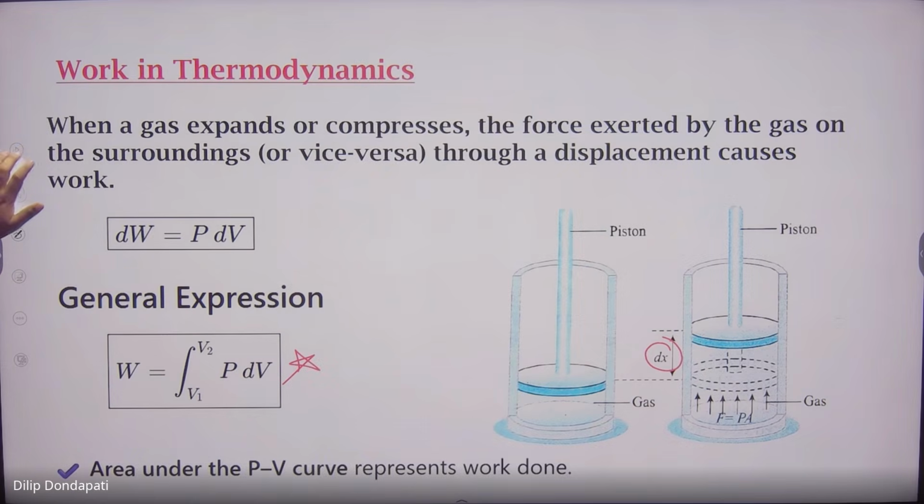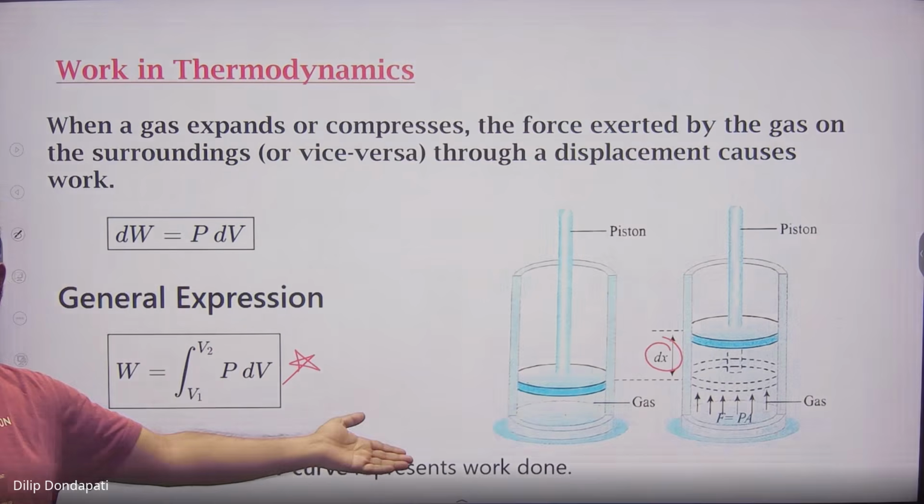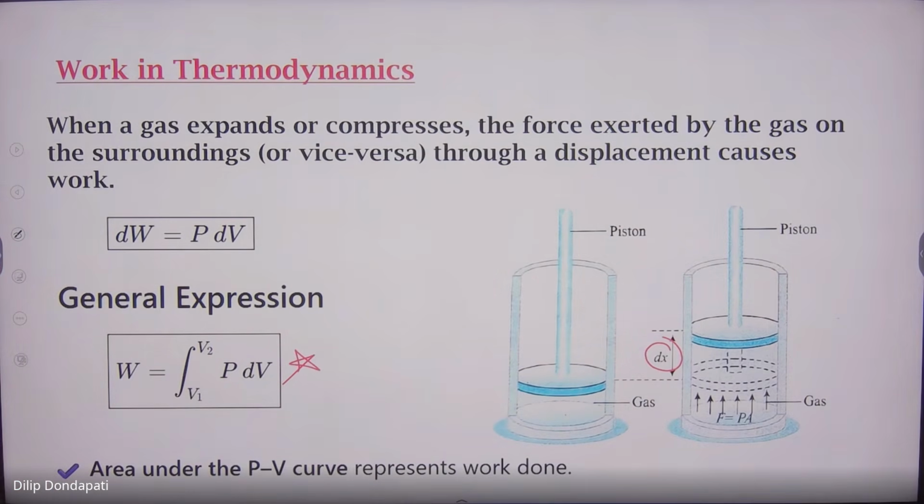Now, integration is about area, right? So the area under the PV graph represents work done. Whenever a PV graph is given to you, that is a very famous graph, pressure and volume graph, if you find the area under the PV graph, it gives the work done. Integration is about area, and area gives the work done.